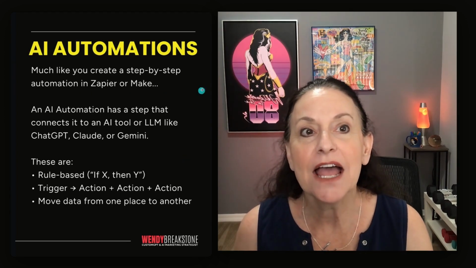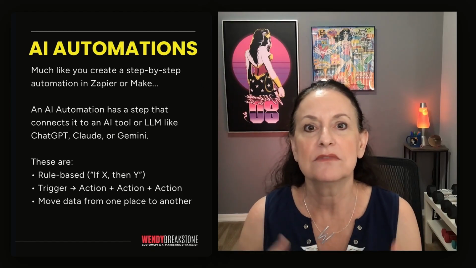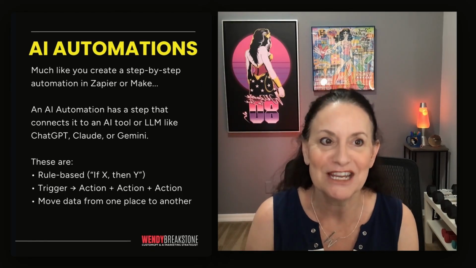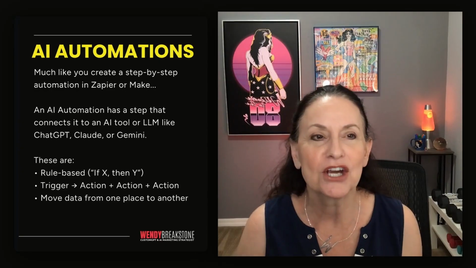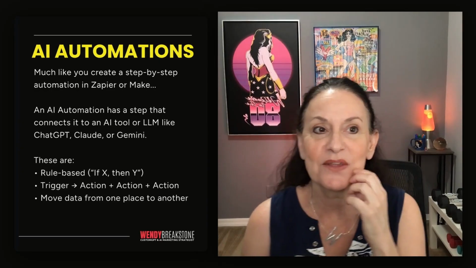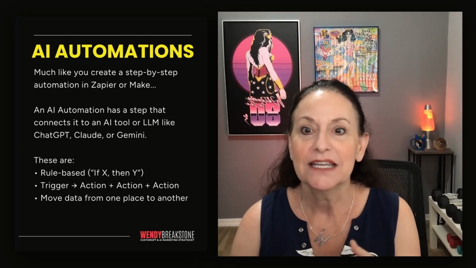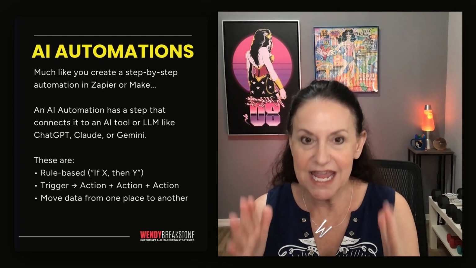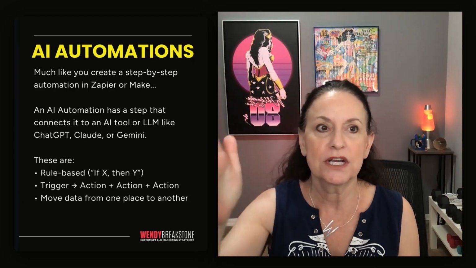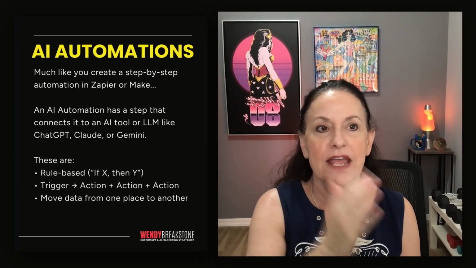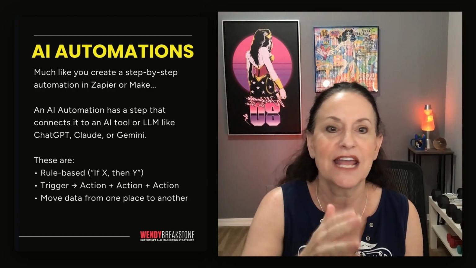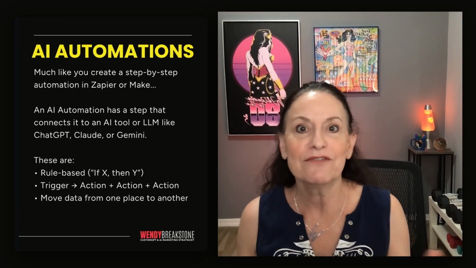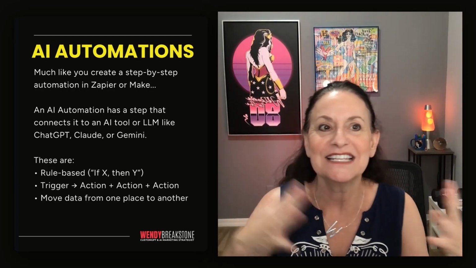So an AI automation is the type of step-by-step automation that you're used to making already, most likely, in Zapier or Make.com. There's another one that I like called Relay app. An AI automation is really rules-based. So trigger equals action. And then you can have multiple actions, but really it's just trigger equals action, action, action. They are great for moving data from one place to another.